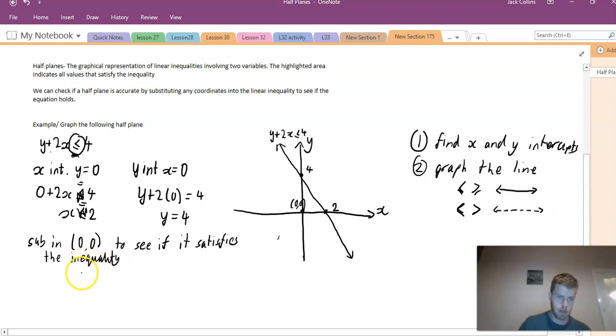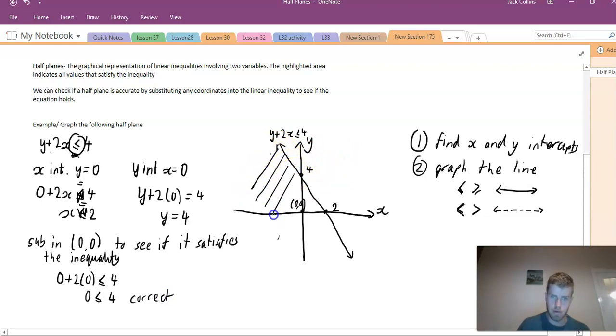So if we substitute that in to y plus 2x is equal to or less than 4, we'd have 0 plus 2 times 0 is equal to or less than 4. So 0 is equal to or less than 4. That is correct. Therefore, this side of the half plane would be our shaded region. So you shade that in here. If you picked a point to the other side, that would not work.